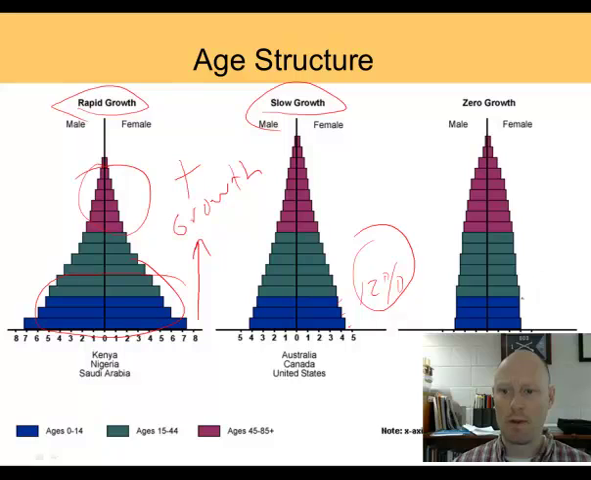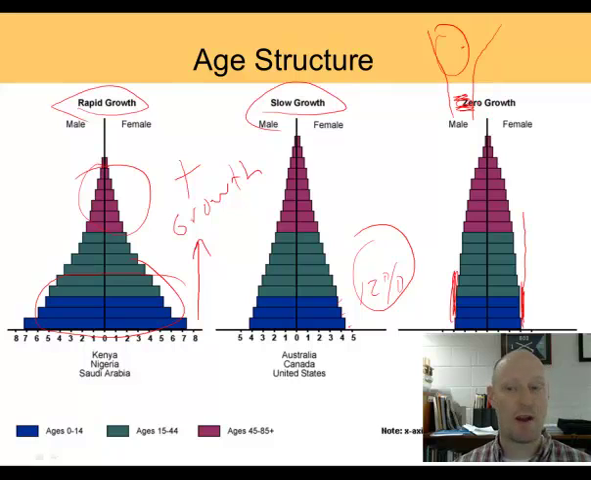Here's another where we see zero growth, a more straight shape. In other words, each year I'm not adding an increased percentage of that age group, so I'm pretty much holding steady. We also have negative growth, and we talked about that. Negative growth has this kind of shape, where my base is smaller than the top, so I have a much smaller number of younger individuals and more older individuals.